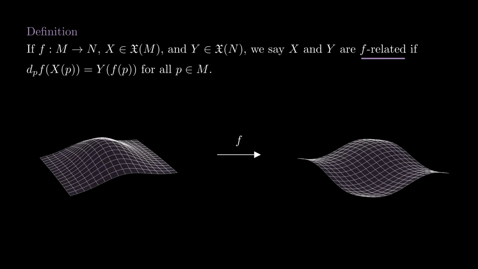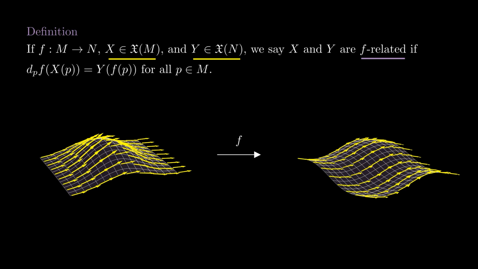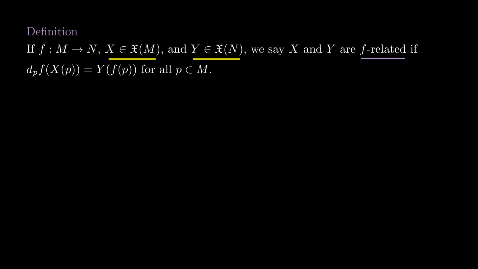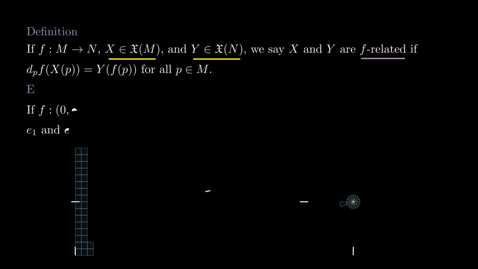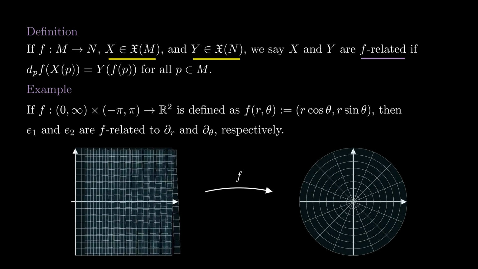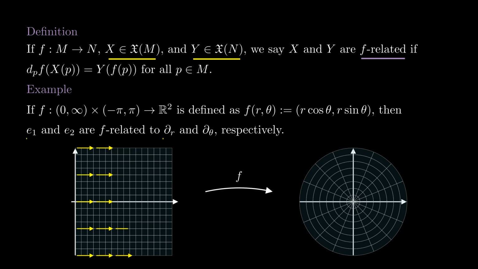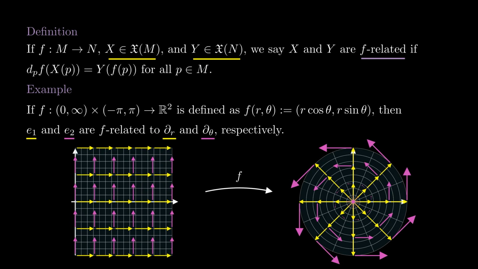Finally, if we have a smooth function f between manifolds M and N and vector fields x and y on M and N, we say that x and y are f-related if for any point P in M, dpf applied to xp equals y of f(p). This means that if we push the vector field x via f, we get y. For example, if f denotes the polar change of coordinates, the vector fields e1 and e2 are f-related to the radial vector field and the rotational vector field, respectively.